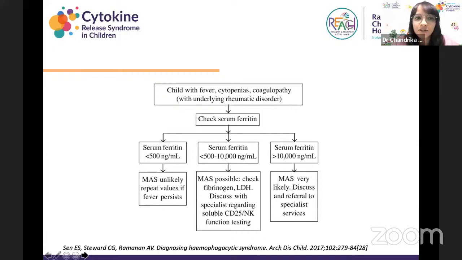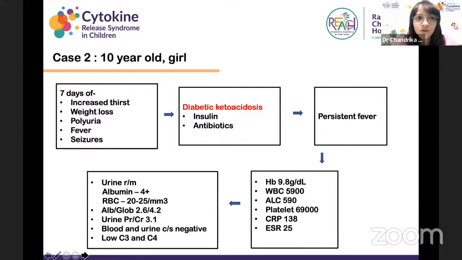But if these children continue to spike fevers or they develop end organ dysfunction, please repeat a ferritin level along with other markers of inflammation. If the ferritin is more than 10,000, then MAS is very likely and you'll have to go ahead with immunomodulation. But if the serum ferritin is between 500 and 10,000, the possibility of MAS is still high on the cards. Discuss with a rheumatologist or an intensivist, but please check for other markers as well and keep repeating these markers every 24 to 48 hours if your patient continues to deteriorate. So with this, I'll move on to another patient.